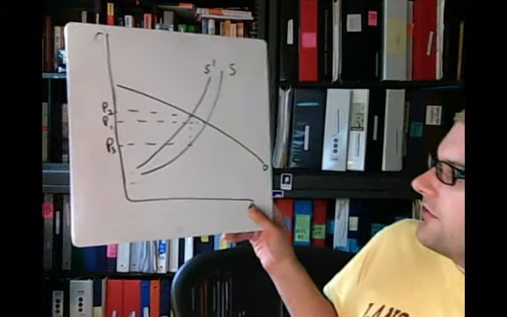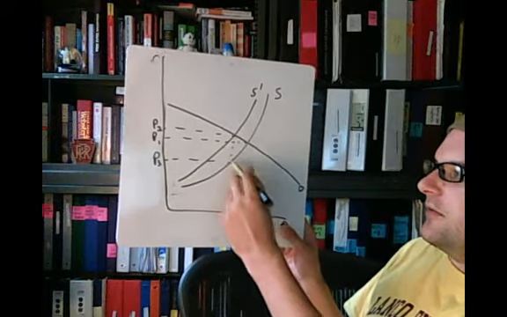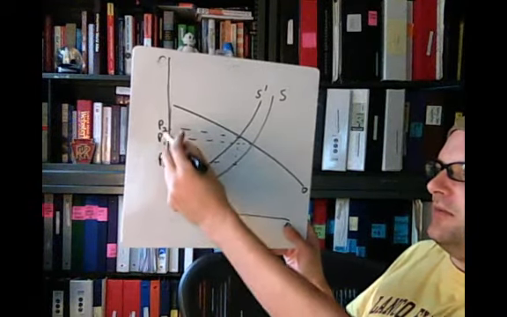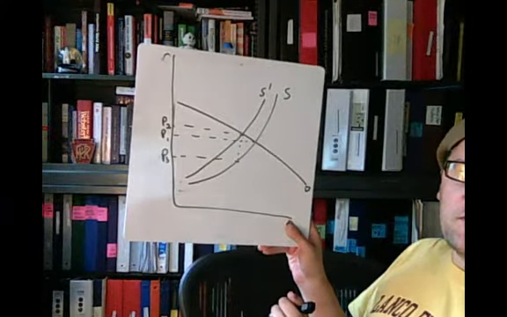Now you can see that the original equilibrium price was P1. Most of the tax is now paid by the seller, the difference between P1 and P3, whereas the buyer is paying very little of the tax.